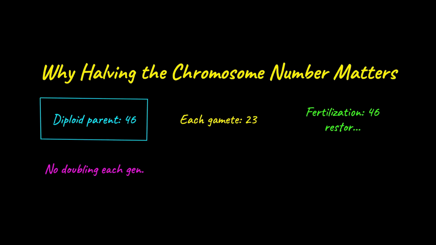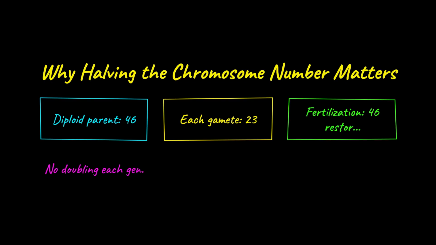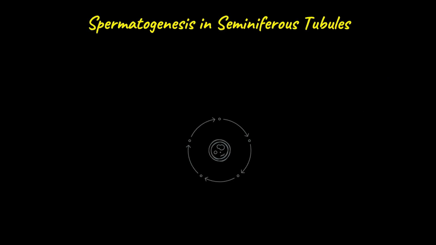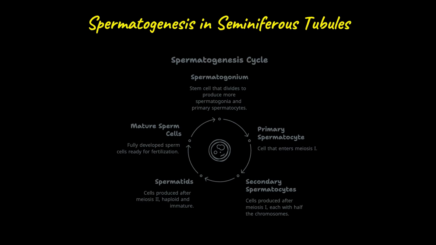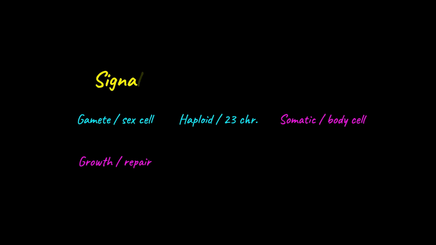The arithmetic is straightforward. A diploid human carries 46 chromosomes. If gametes kept all 46, offspring would have 92, doubling every generation. Meiosis halves the count to 23, so fertilization restores exactly 46. In males, spermatogenesis unfolds inside the seminiferous tubules of the testes. A spermatogonium produces a primary spermatocyte that completes both meiotic divisions, yielding 4 haploid spermatids. Each spermatid then matures into a streamlined sperm cell.